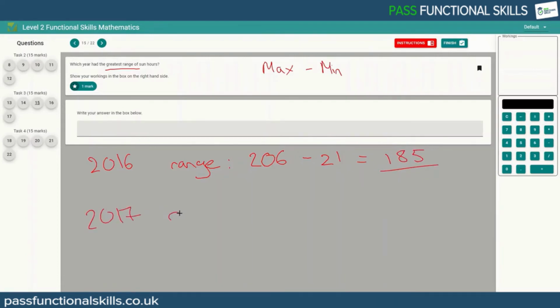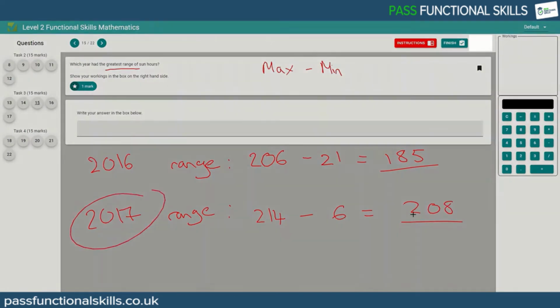For 2017, the range is just simply the maximum value given for 2017, take away the minimum value given. So reading off the table, the previous part of the question, we get 214 minus 6 is equal to 208. So which year had the greatest range in sun hours? Well, that's 2017 had the greatest range.